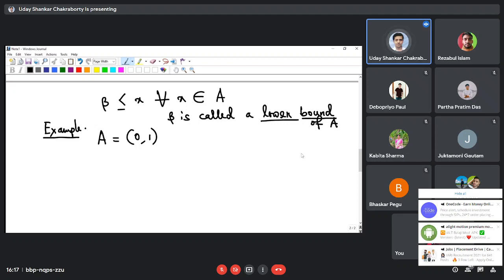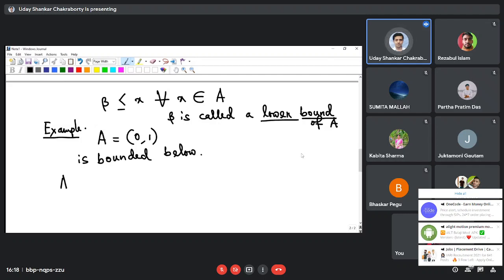Okay, let me ask somebody. Shumita, any other lower bound other than 0? Sir, -2. Yeah, -2, very good. -2, -3, all are lower bounds. So this is bounded below. Very good. Please mute.